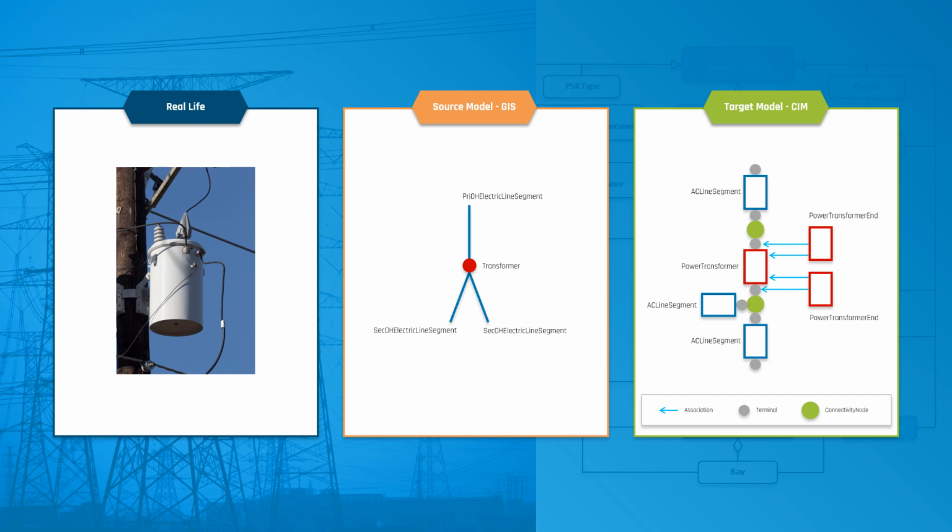On the right-hand side, you can see how the transformer with connections is represented in a simple SIP model. We have the AC line segments representing the overhead lines and the power transformer with associated transformer ends representing the transformer. In addition to this, we have terminals and connectivity nodes, which are SIP objects used for modeling electric connectivity.